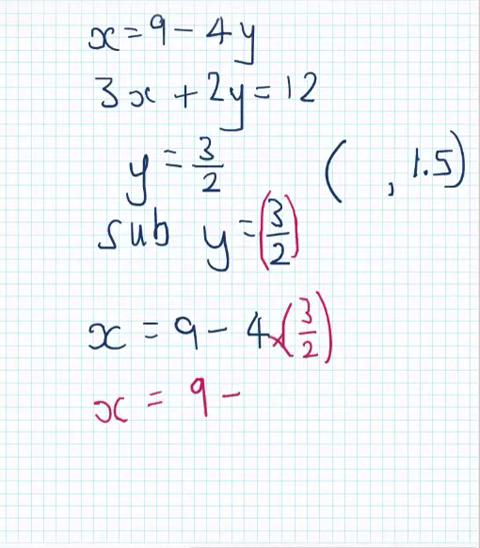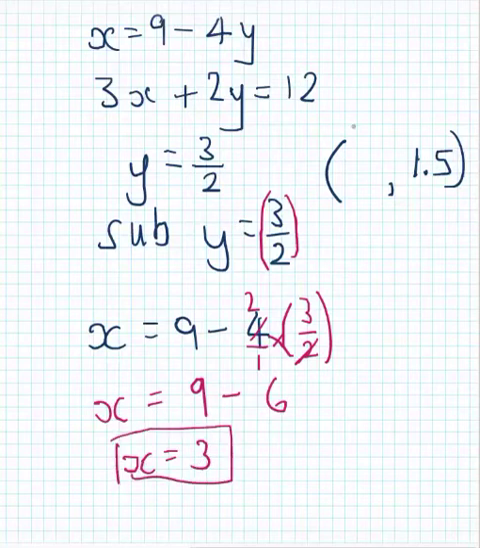Because there's a times there, I can ignore my brackets now. The negative's there, so I'll simplify my 4 and 2. So 2 divided by 2 is 1. That 4 is sitting on a 1. And 4 divided by 2 is 2. Then I have 2 times 3, which leaves me with 6. And 9 take away 6, I'm left with a 3. And I have found my x value, okay, which is 3.